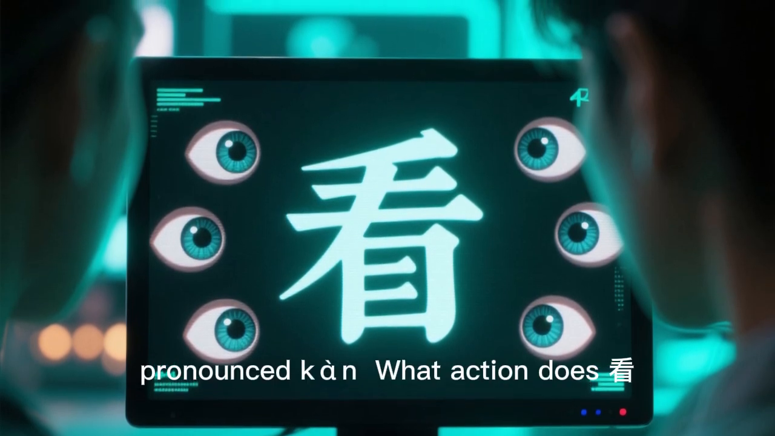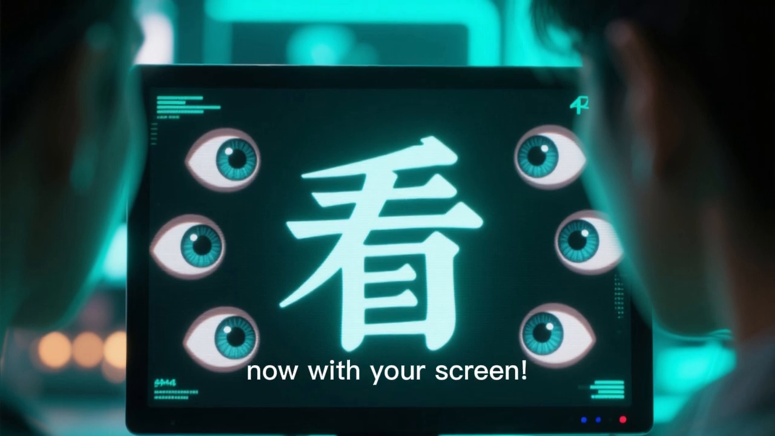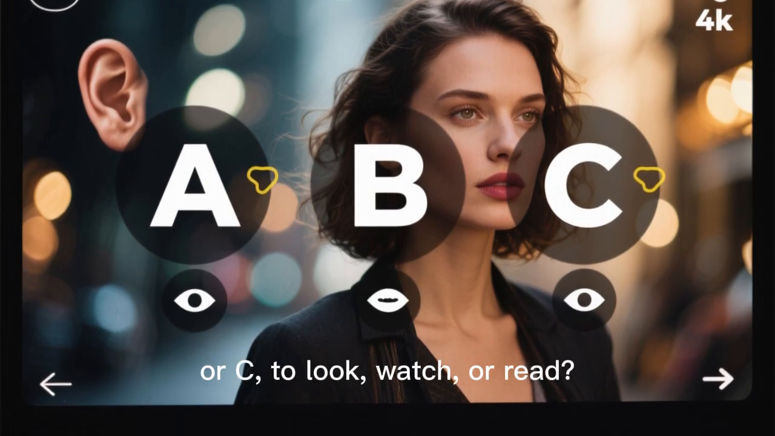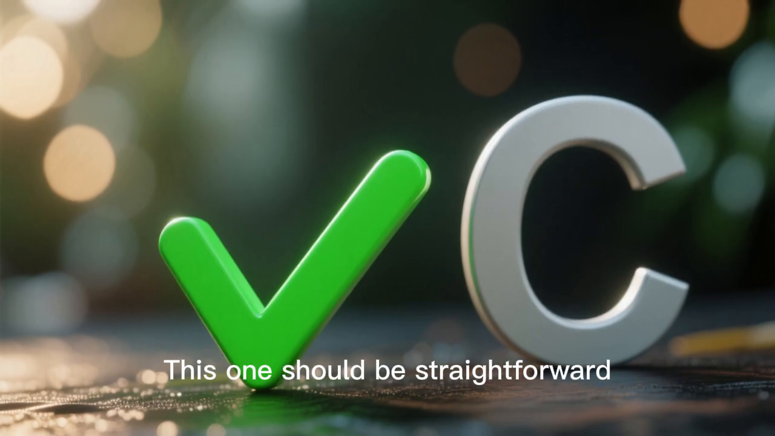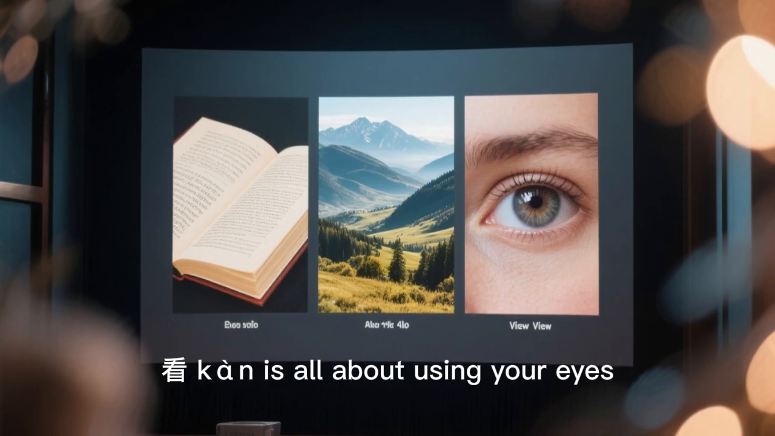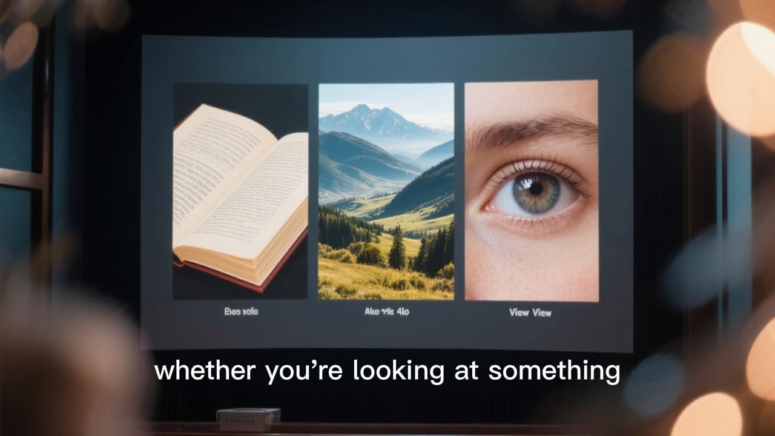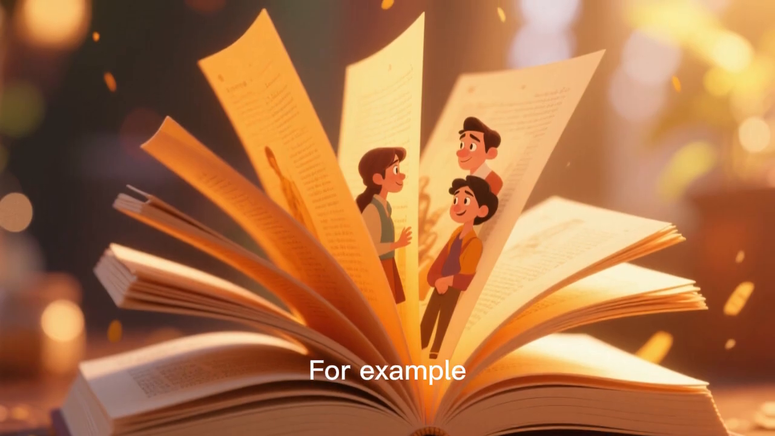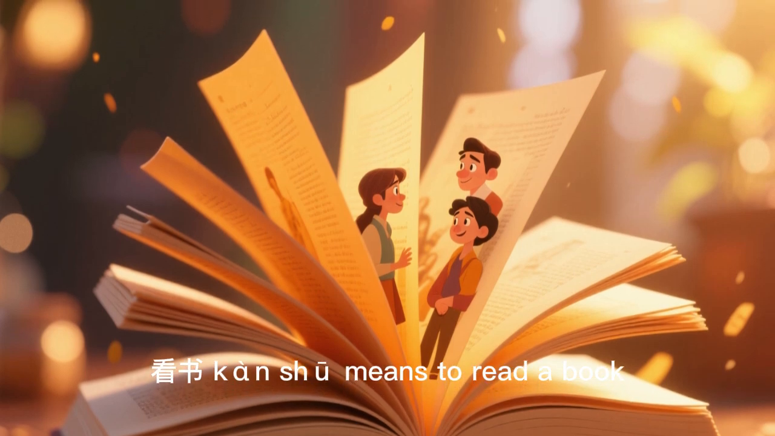Question number 6 is about the character Kan, pronounced Kan. What action does kan describe? You're doing it right now with your screen. Does it mean A, to listen, B, to speak, or C, to look, watch, or read? This one should be straightforward. The correct answer is C. Kan is all about using your eyes, whether you're looking at something, watching a movie, or reading a book. For example, kanshu means to read a book.